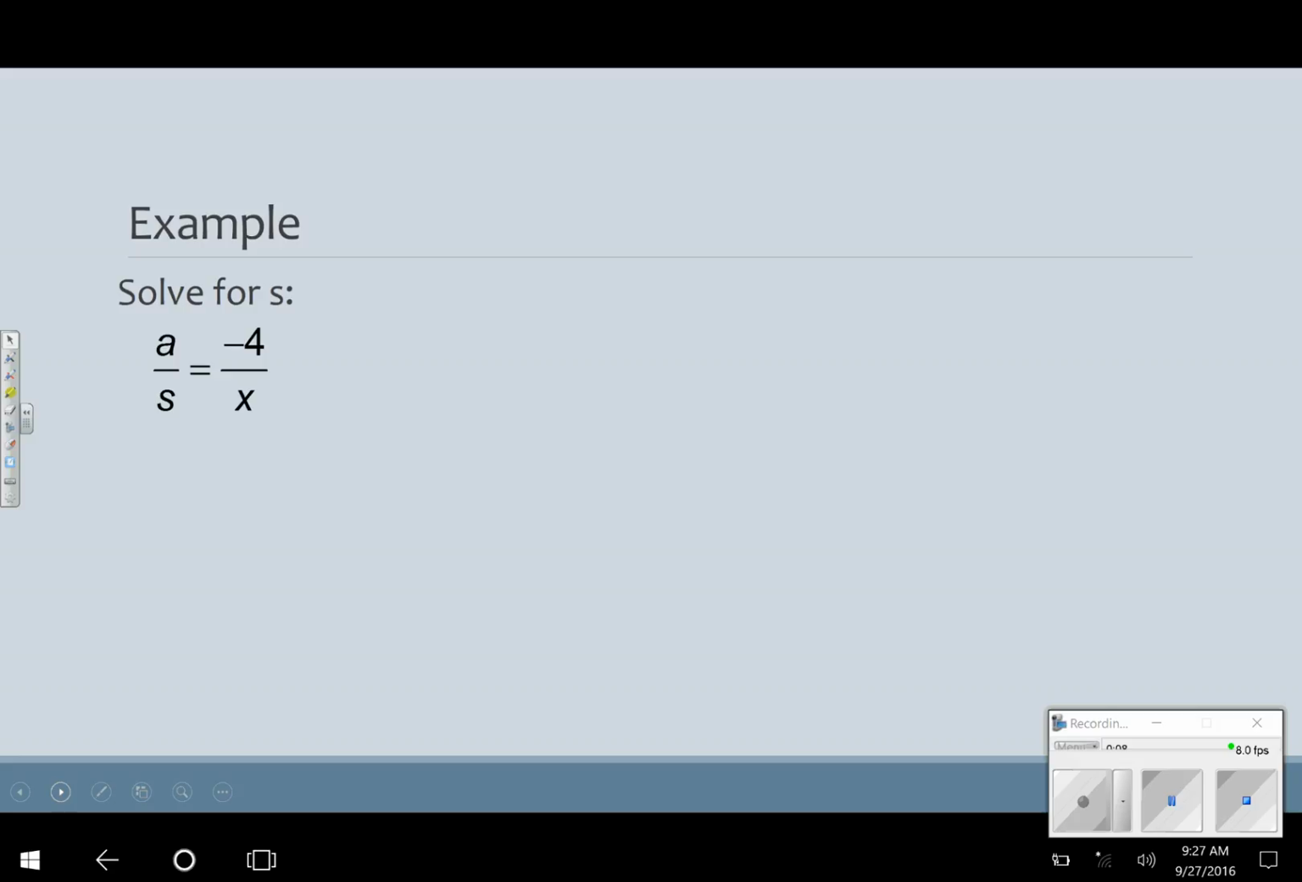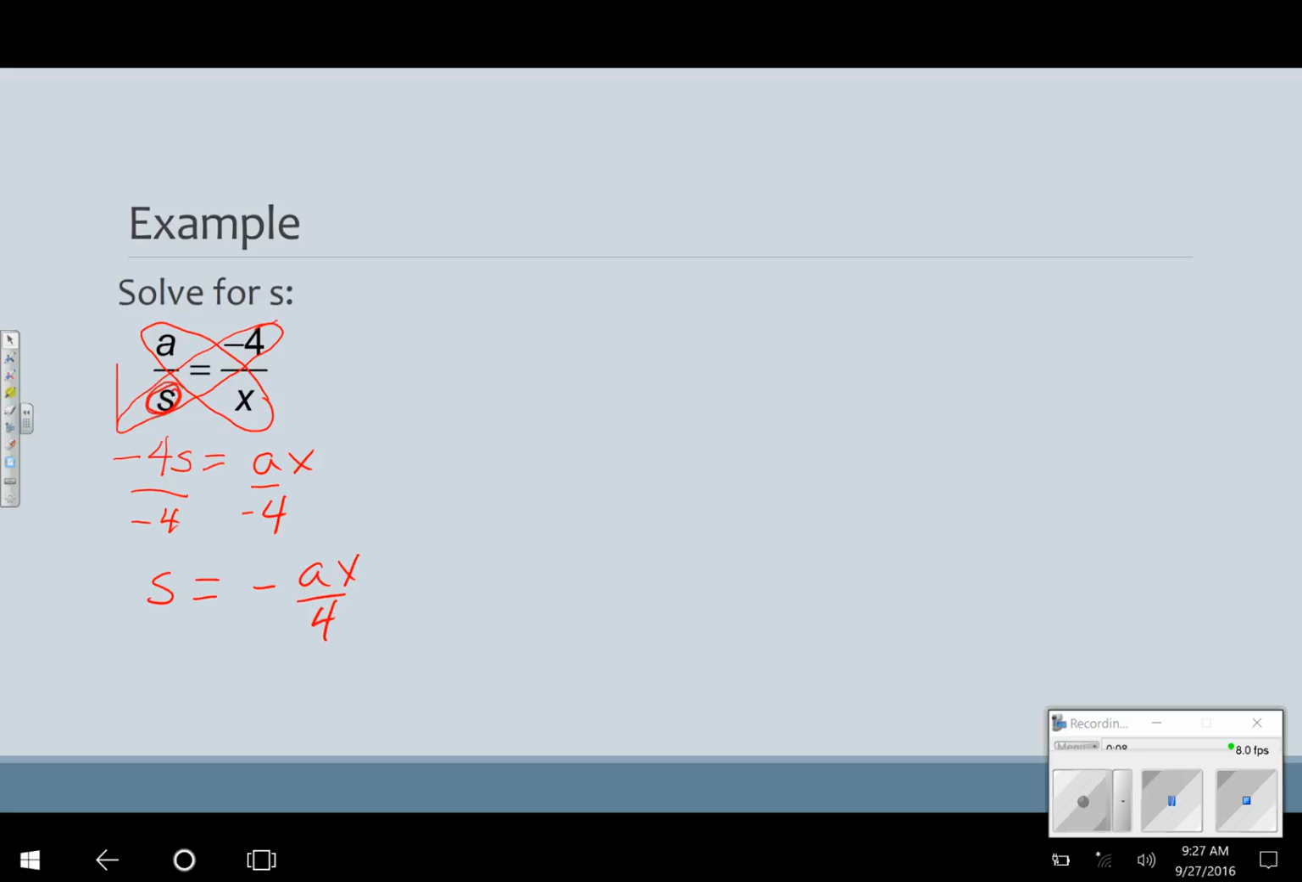Okay, last example. Because my s is on the bottom here, I can't multiply by s to get rid of it, and I can't multiply by 1 over s to get rid of it. So we just studied proportions, so remember our cross products are equal. So negative 4s is equal to a times x, and then all I've got to do is divide by negative 4, so s equals negative ax over 4.